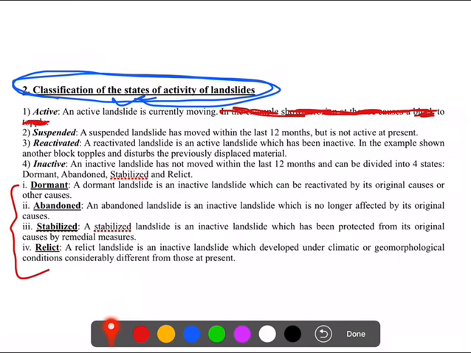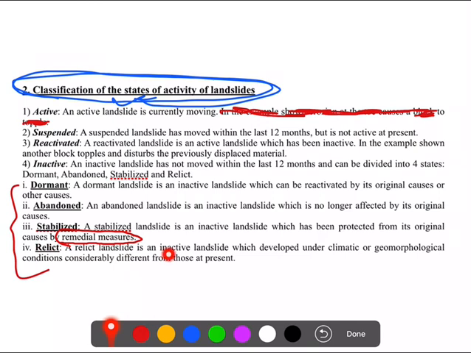So what is a stabilized landslide? The landslide which is inactive. Why is it inactive? Because it has been protected, meaning it has been stopped, and it is stopped by using some remedial measures. As a civil engineer, some remedial measures are given to that particular slope in order to prevent landslides. So that landslide is inactive because of these remedial measures. Once these remedial measures fail, that landslide can trigger again. That is called stabilized: the landslide is suppressed currently by remedial measures.